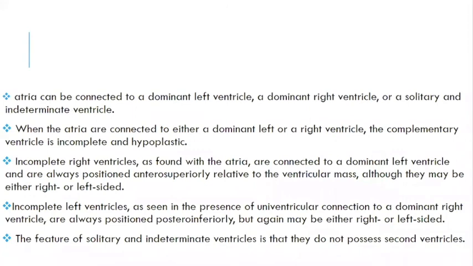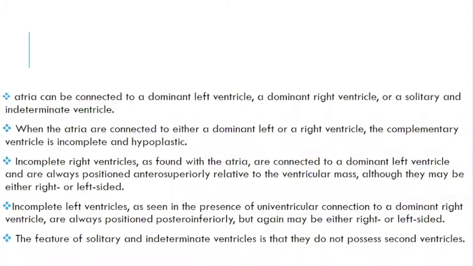Atria can be connected to a dominant left ventricle, a dominant right ventricle, or a solitary and intermediate ventricle. When the atria are connected to either a dominant right or left ventricle, the complementary ventricle is incomplete and hypoplastic. The incomplete right ventricle, as found when atria are connected to a dominant left ventricle, is always positioned anterior superiorly relative to the ventricular mass, although it may be either right side or left side.